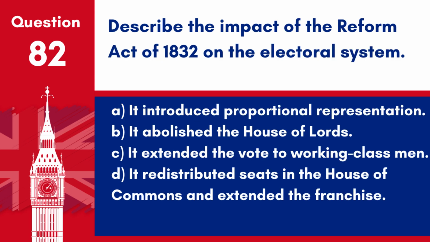Question 82. Describe the impact of the Reform Act of 1832 on the electoral system. A. It introduced proportional representation. B. It abolished the House of Lords. C. It extended the vote to working-class men. D. It redistributed seats in the House of Commons and extended the franchise.